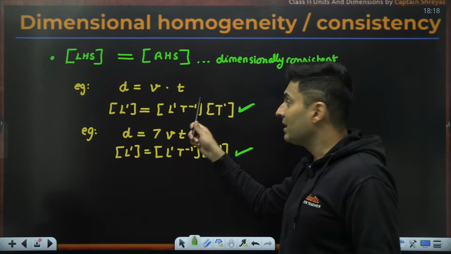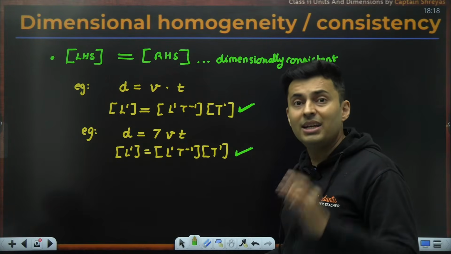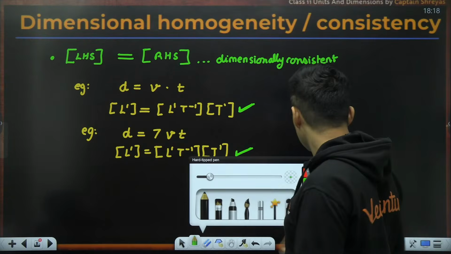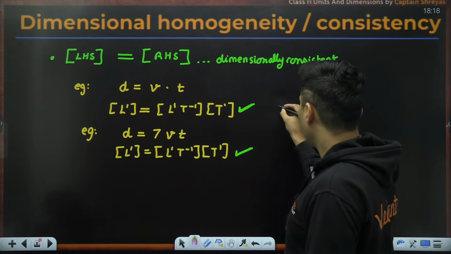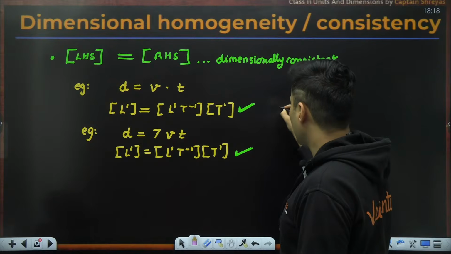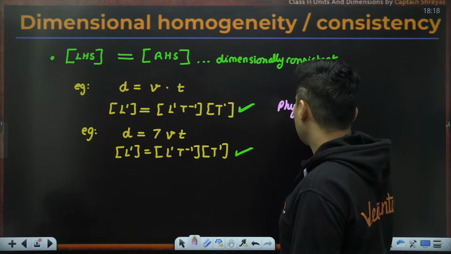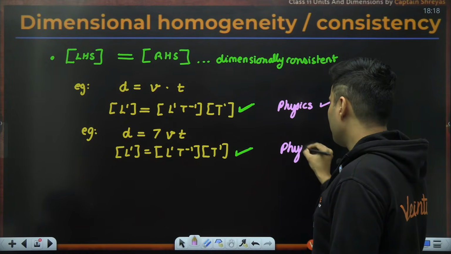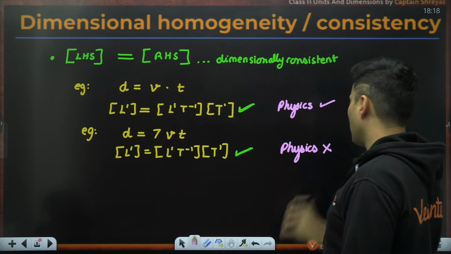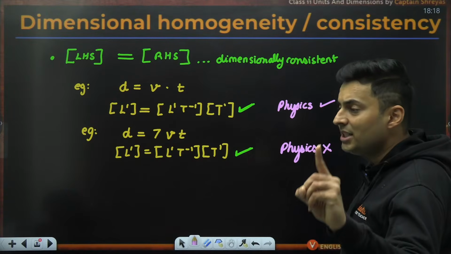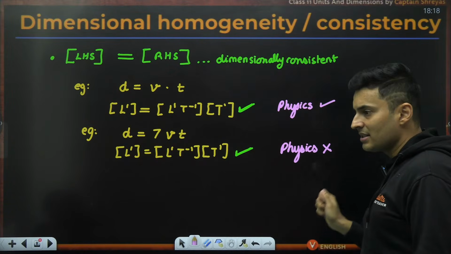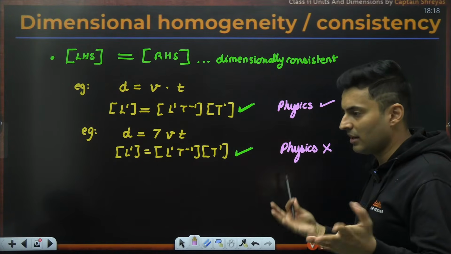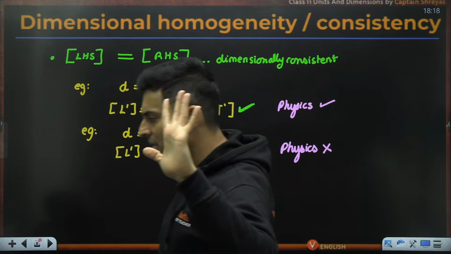So just because it is dimensionally correct does not mean it is actually correct physics wise, chemistry wise, mathematics wise, science wise. Distance is speed into time is absolutely correct physics wise, but the other one is wrong. So just because it is dimensionally consistent does not mean it is actually correct. It may be correct, it may not be correct. Is this entering your head, my dear students?